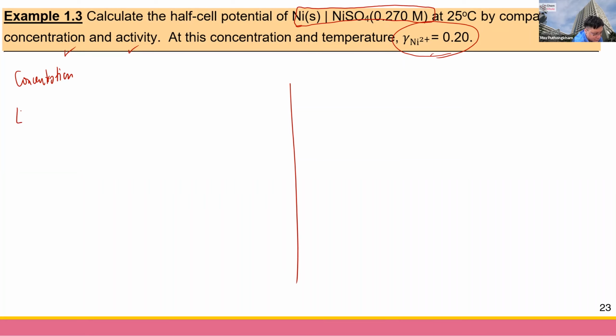So write the Nernst equation. This one is nickel 2 plus plus 2 electrons, and you get nickel. So the Nernst equation of this reaction is E equal to E naught of nickel 2 plus/nickel minus 0.0592 over 2, because this one has 2, log 1 over nickel.